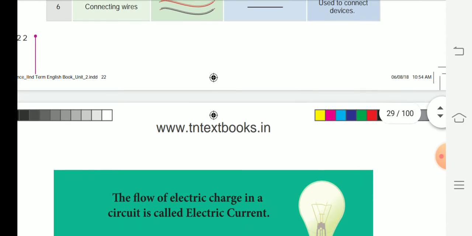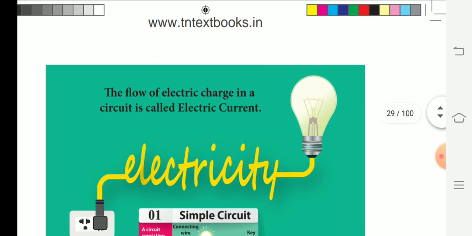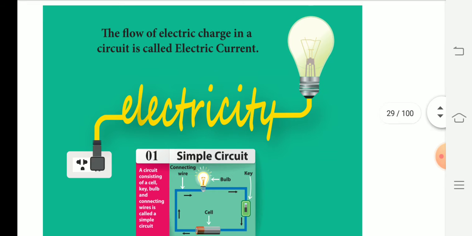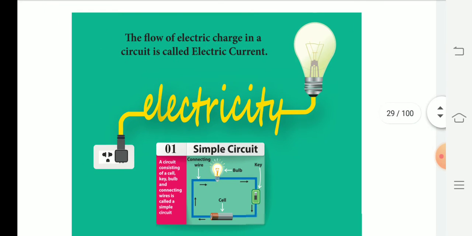Okay, next one. Yes, see the picture, students. The flow of electric charge in a circuit is called electric current. Again, the flow of electric charge in a circuit is called electric current.